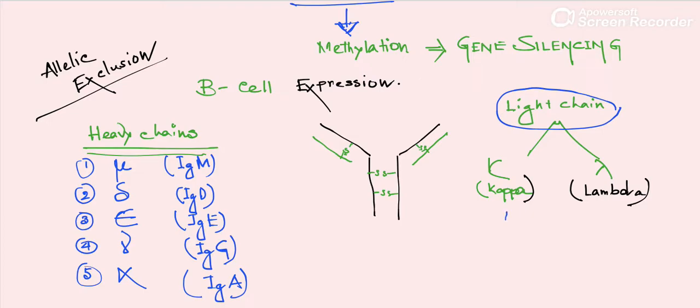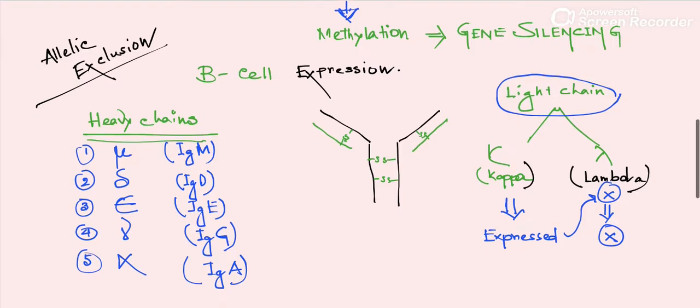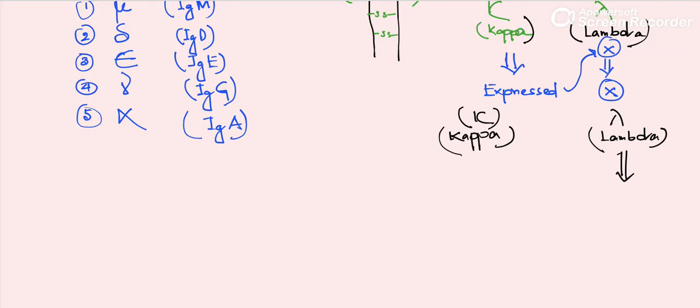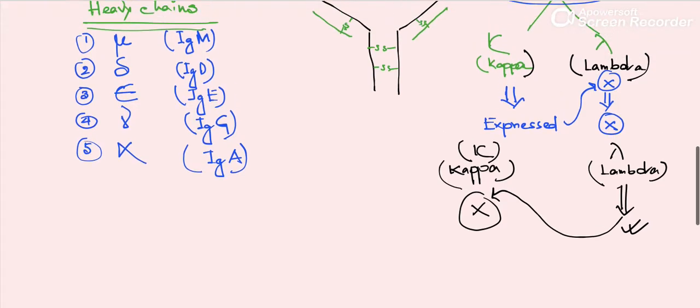Because if kappa chains are expressed and give a proper product, it will stop the expression of the other part, so no product will be produced from there. In a similar way, if lambda is properly rearranged and produced, this stops the expression of kappa. So this kind of expression is found.